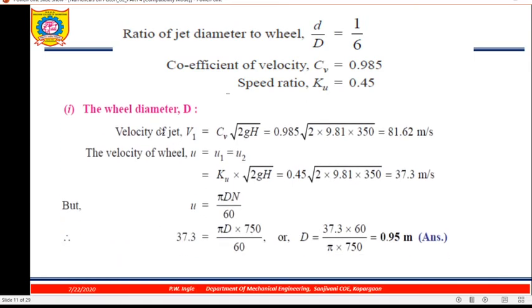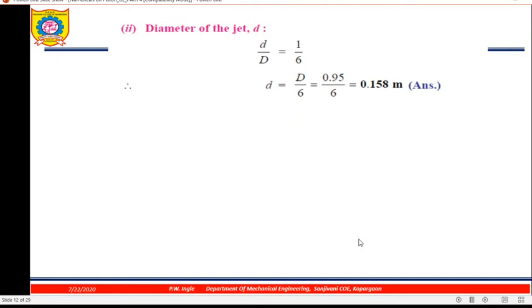First of all, we have to calculate wheel diameter. So we can use this d by D. Before that we have to calculate, we'll go step by step. Velocity of jet V1 equals Cv under root 2GH, because Cv is given. That's why you can calculate V1. Then U equal to U1 equal to U2, Ku under root 2GH. Then U equal to pi D N by 60. So you are getting what? Diameter. Then next, diameter of jet. So small d by capital D is 1 by 6. So you can get the value of diameter of jet as 0.158.